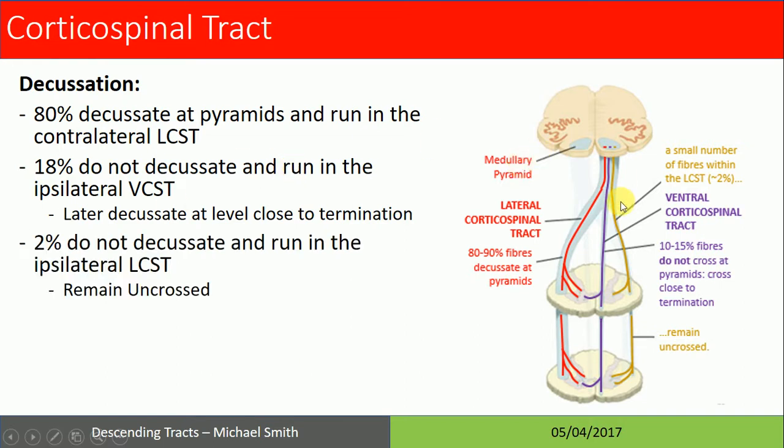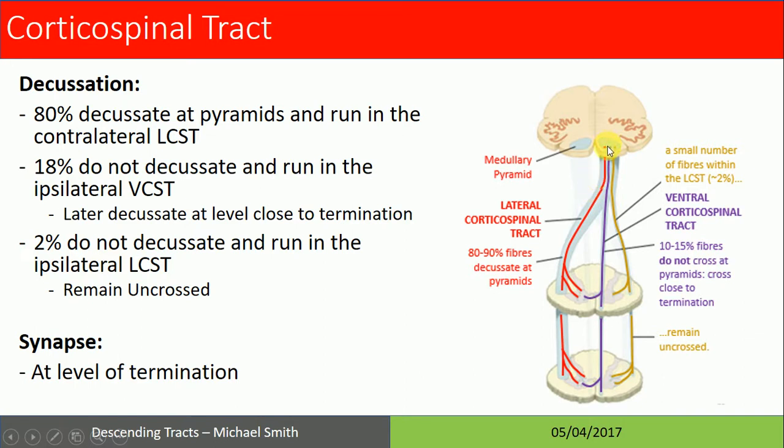2% do not decussate at all, so these will run down the ipsilateral lateral corticospinal tract and then will synapse at the level at which they leave and remain uncrossed. So all of them will synapse at the level at which they leave the spinal cord.